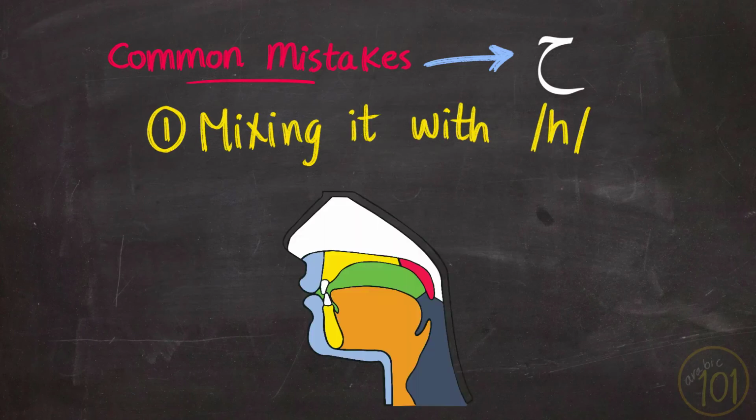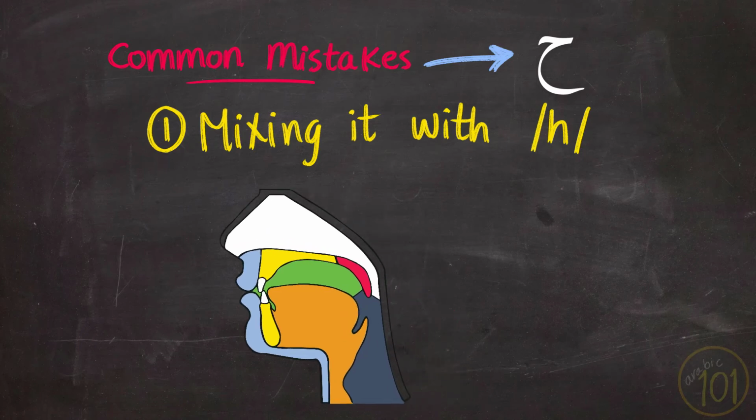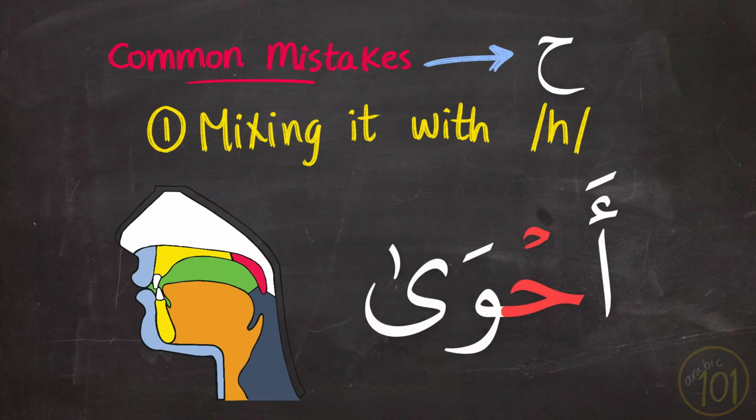Next, the first common mistake of ha is pronouncing it as ha. This happens when you don't push your epiglottis at all, which could probably happen if you're trying the ha sound for the first time, or when you don't have control over your epiglottis yet. Ahwa. So it is important to hear the difference, and more important, not to mix them up, because this is a mistake that can potentially change the meaning of the word.